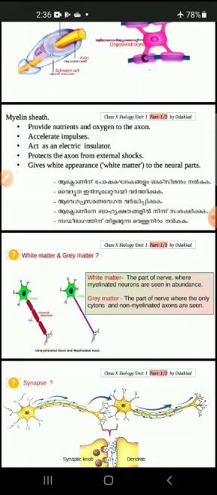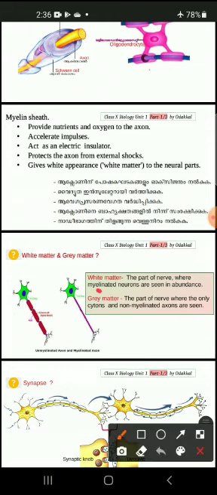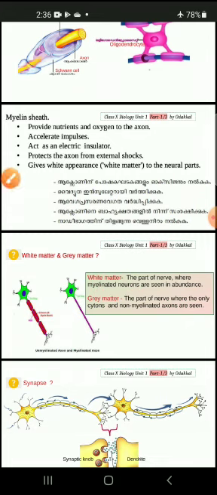Then what is the difference between white matter and gray matter? Of course, the point that you must remember is white matter. The term related with white matter is myelinated neuron. If your answer contains this term, then you will be awarded 1 mark.